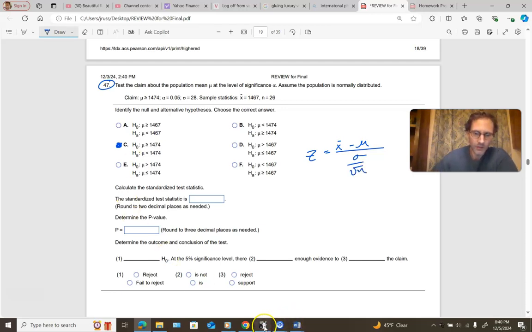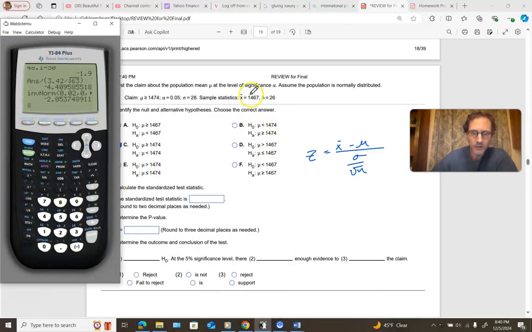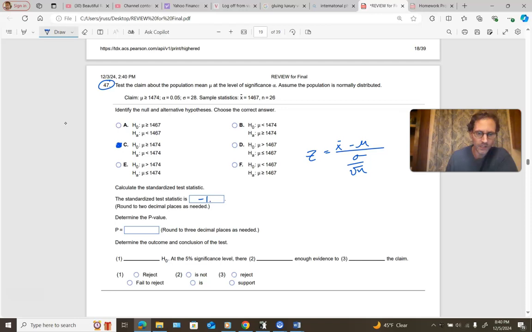And we'll do this real quick. So the sample mean is 1467 minus the hypothesized mean, which is 1474. And we're going to divide this by the standard deviation, which is 28, divided by the square root of the sample size, which is 26. Okay. Enter. So this is our standardized test statistic. To 2 decimal places, it's negative 1.27.